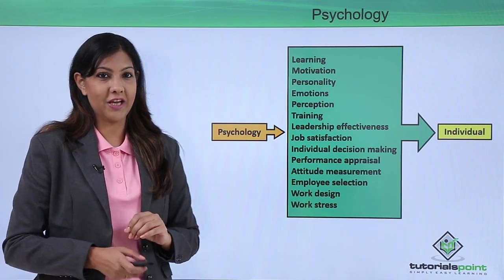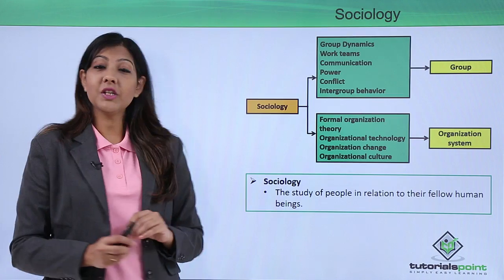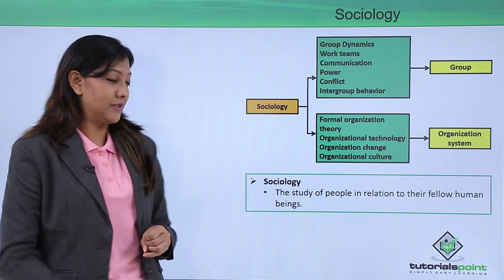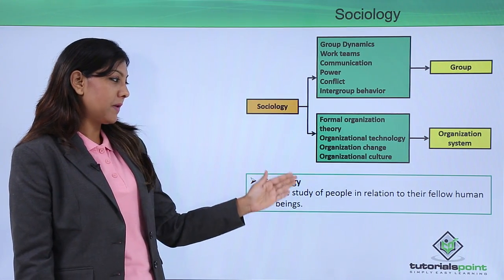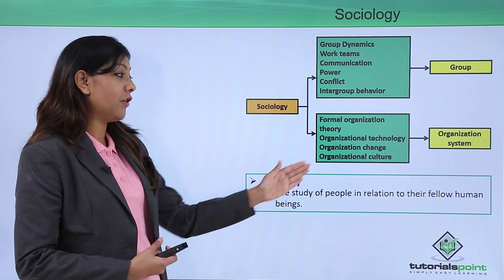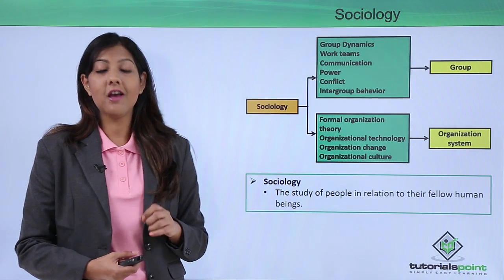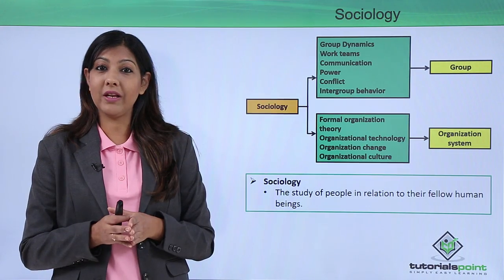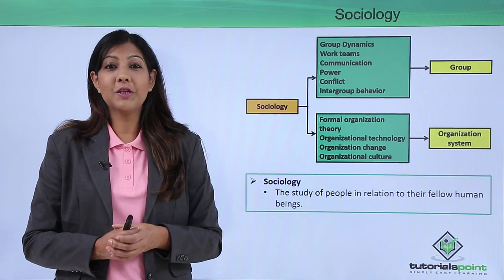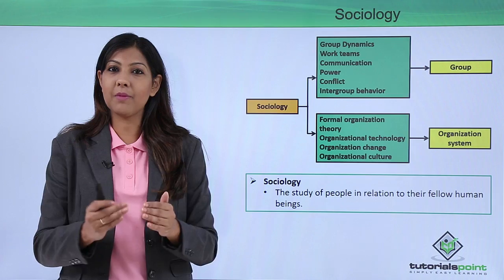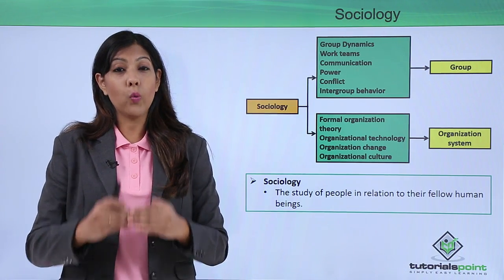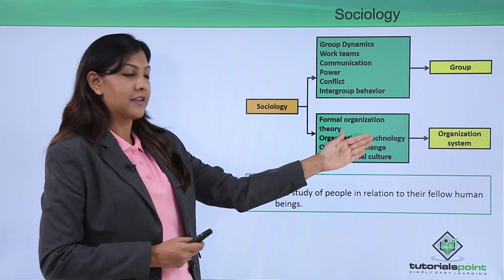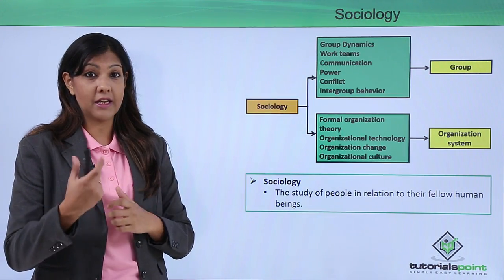Coming to sociology. Now sociology is different from psychology, and how is it? Sociology studies the behavior of people in relation to their fellow human beings. Man is a social animal, right? And he needs to be with people whenever he is interacting with them. So sociology really studies how the individual behaves when he is with his fellow group members. At a group level and at an organization level, two different things that we look at.